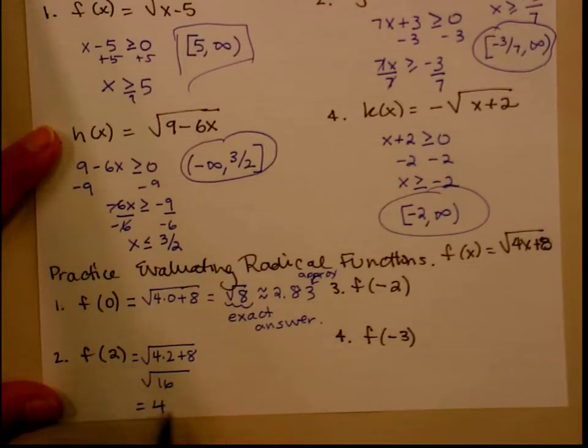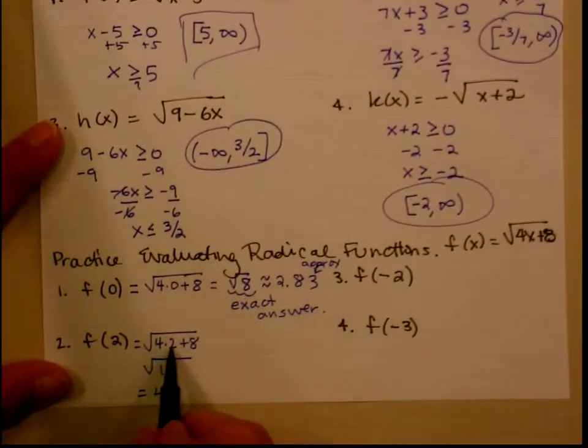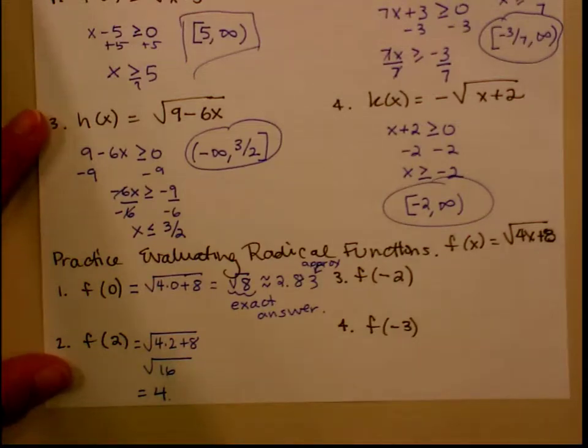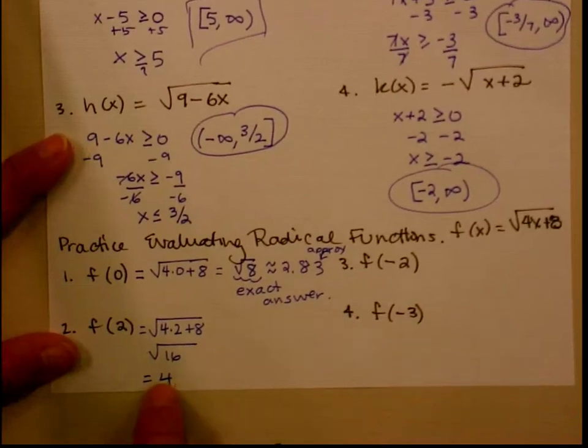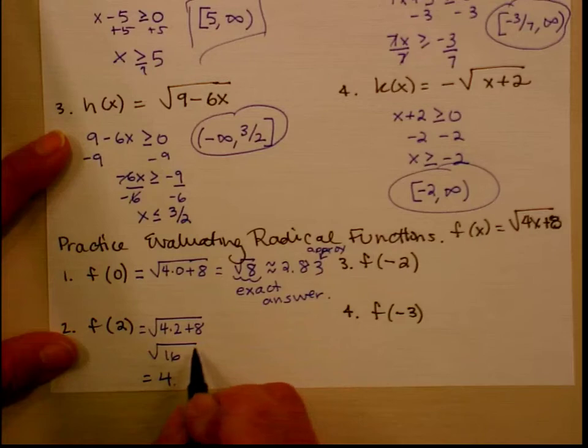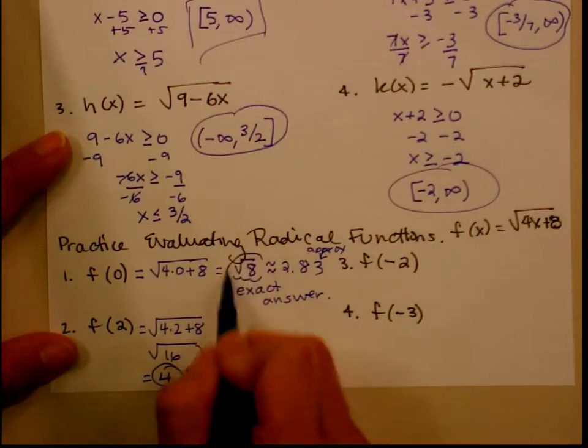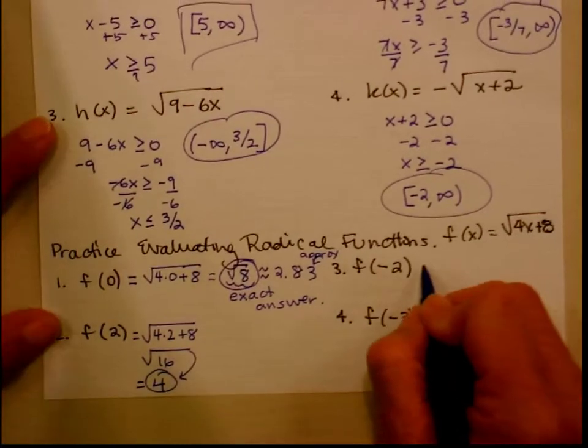Oh, f of 2 is 4. So I want to keep going because this 4 is also a nice answer. I've already taken the square root, so that's all there is to do. Go ahead and circle those guys up.